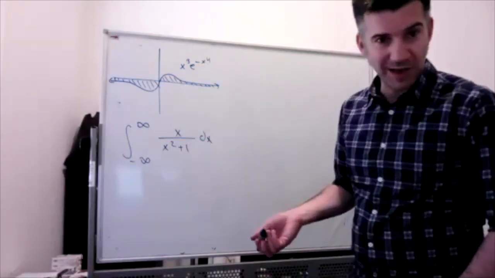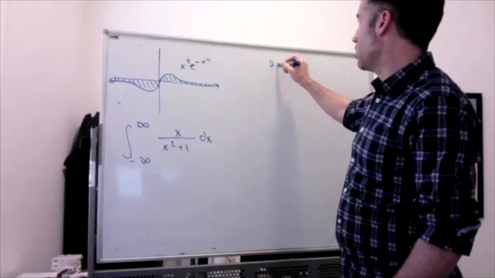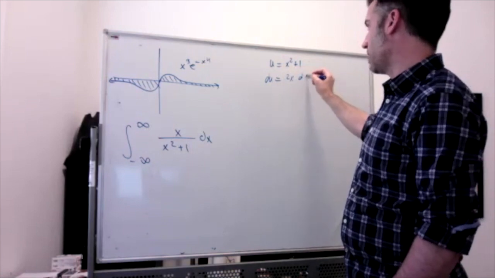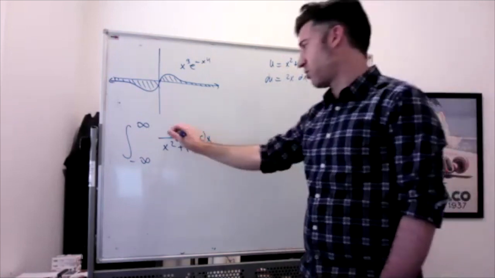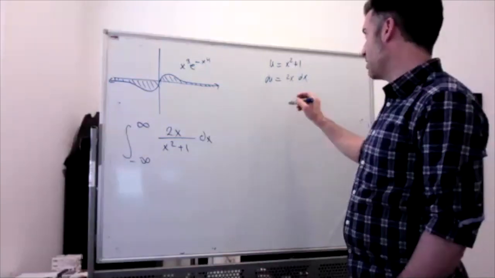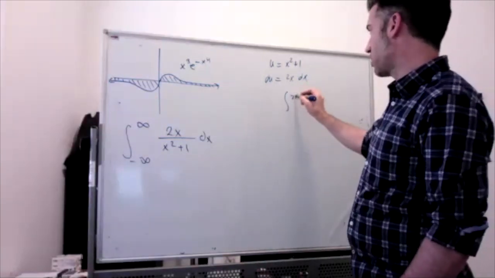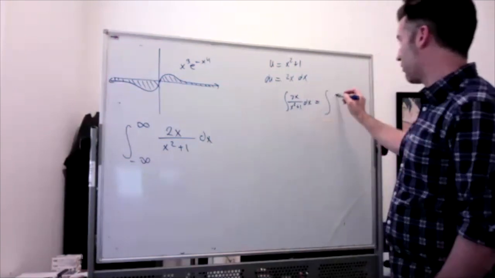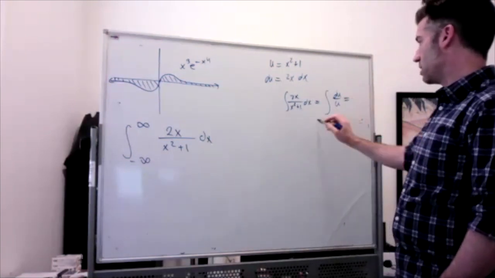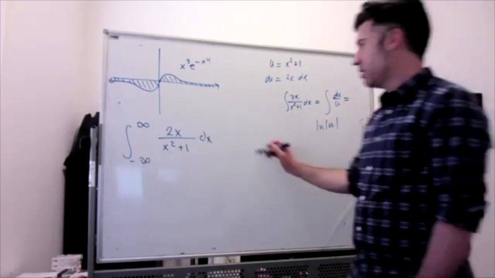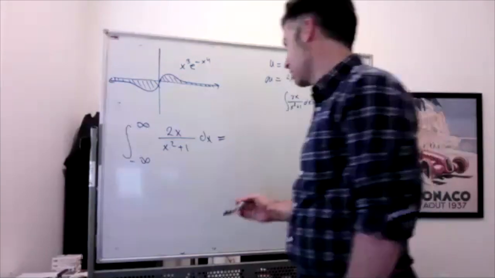So let's do the u sub. U is x squared plus 1. Du is 2x dx. Let's make our lives easy and just throw a 2 on there for the sake of it. So the integral of 2x over x squared plus 1 is just the integral of du over u, which is the natural log of the absolute value of u. Okay?